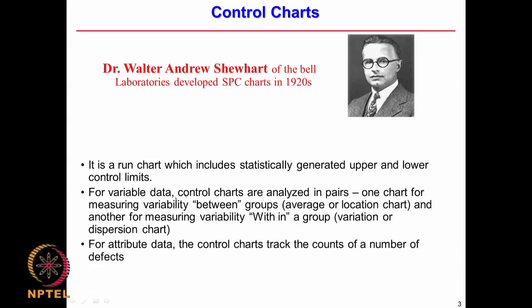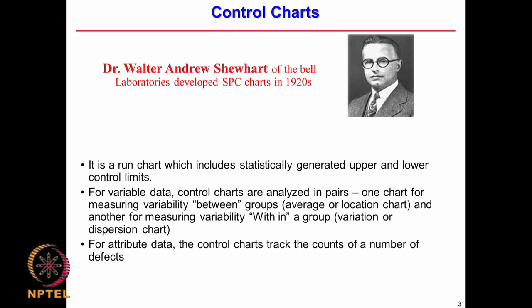For variable data, control charts are analyzed in pairs. One chart measures the variability between groups and another measures variability within a group, that is the variation or dispersion chart. So, variability between is the average, the other one you call dispersion. That is the variable data control chart. So, you take 2 data points, and you take the average. Every day's average you plot, day to day, tomorrow, day after, and so on. At the same time you have another graph which gives you the difference or the range or the variability, and keep on plotting that.